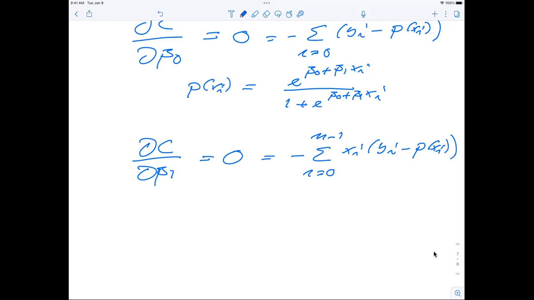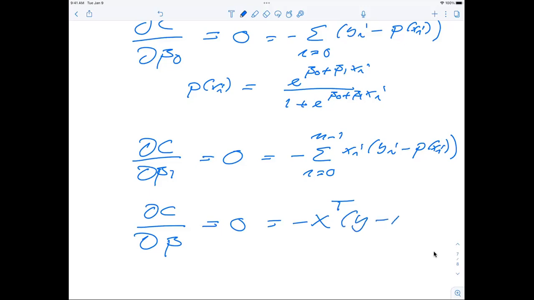So these are actually two gradients. The general expression, when you have more than just two parameters beta, you can rewrite in terms of a matrix multiplied with a vector. So you have dC/d beta, which is equal to 0. That's something you can rewrite as minus X transpose times (y minus the probability p). Now I'm writing these as vectors.